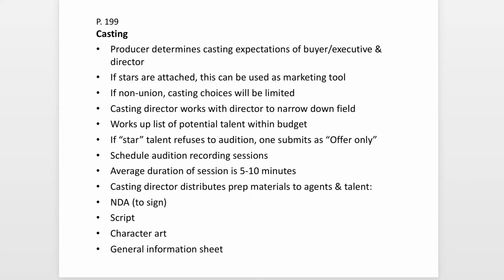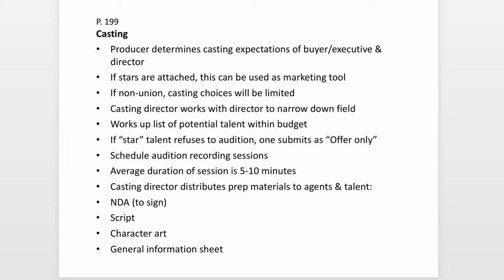The producer determines casting expectations of the buyer and the executive director. If movie stars are attached, this can be used as a marketing tool. Obviously, a star is going to have higher drawing power than someone who's not. If non-union, casting choices may be limited. Casting director works with the director to narrow down the field. Let's say you might start off with 100 actors and wind up narrowing it down to 6. Usually it's 10% of the people that you call into a casting session who are seriously considered for the part.